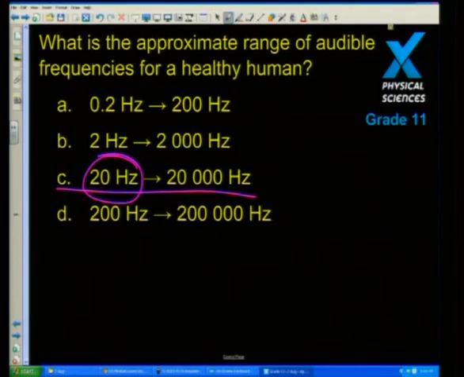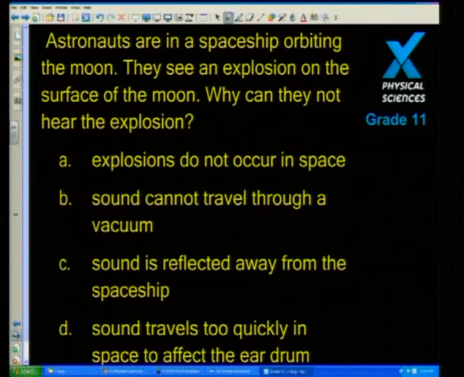Frequencies of 20,000 hertz are those soprano sounds, those really, really high-pitched sounds. 20 hertz, those low bass notes, okay? And my voice at the moment is somewhere in the 10,000 hertz range, I think. Anyway, now this question I particularly like.